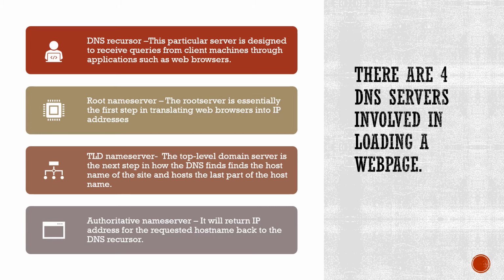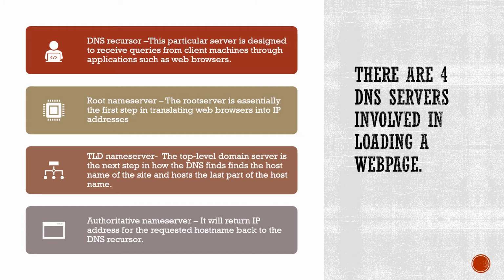The root server is essentially the first step in translating the IP address into the host name and vice versa, so they'll work back and forth. It'll change the host name to the IP address so that the server can understand it, and then the other way around, change the IP address to the host name, so that's what we see when we're using our browser. The TLD name server is a little complicated, but it is cool.